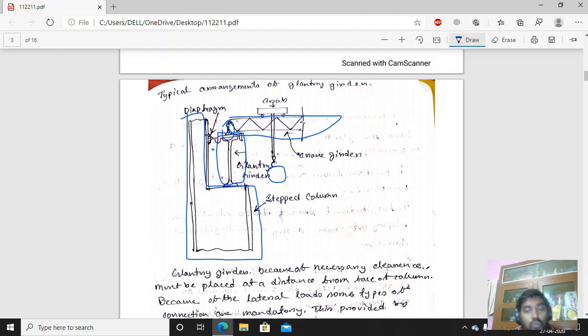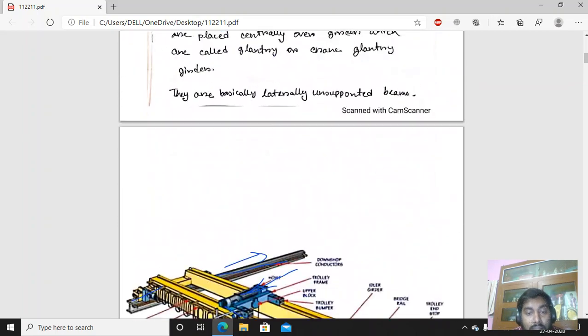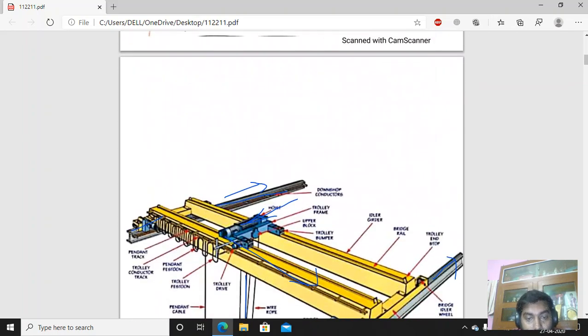What is the use of the diaphragm? Because of a necessary clearance. Why is the necessary clearance required? Because of the lateral loads that are coming due to the movement of the crab. Force is coming due to the movement of the truss girder. Here you can see, due to the movement of the crab, a force is coming to the wheel, that means to the Glantry girder.